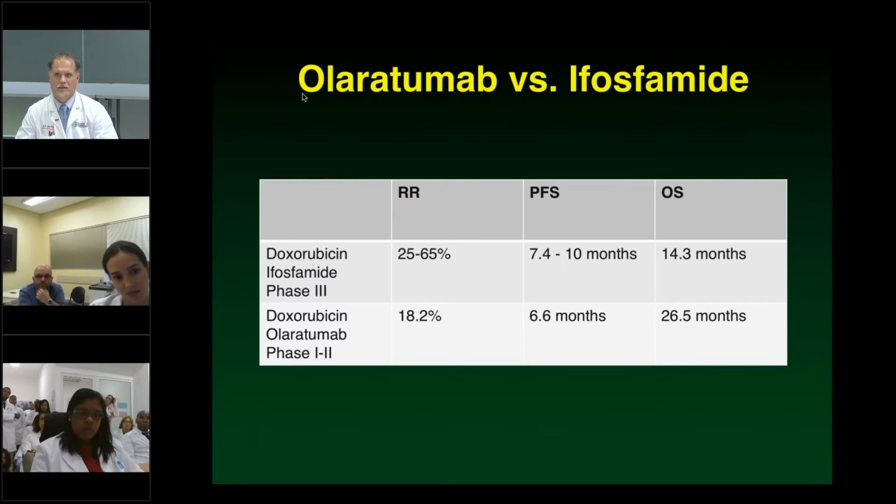And this table summarizes different studies, so you can't really compare these as a randomized study. This is not a randomized study comparing doxorubicin ifosfamide versus doxorubicin olaratumab, but in these separate studies, you get the flavor that the response rates are fairly similar, possibly favoring doxo-ifosfamide. PFS may favor doxo-ifosfamide. However, the overall survival advantage was seen with doxorubicin olaratumab in the phase 1/2 study. Whether or not this carries through in the phase 3 study is yet to be determined.